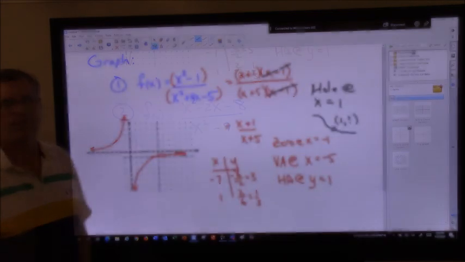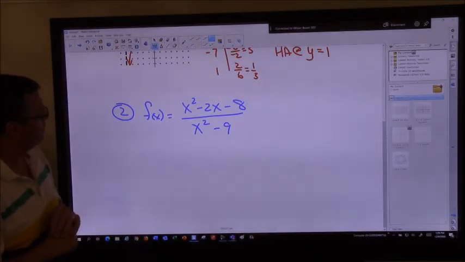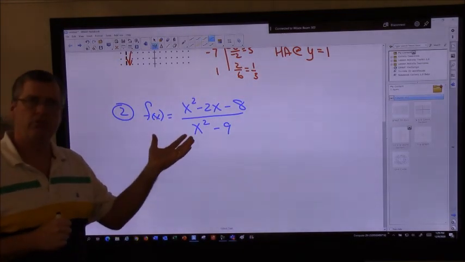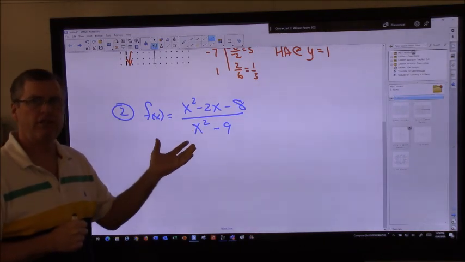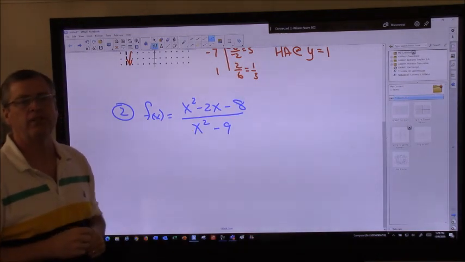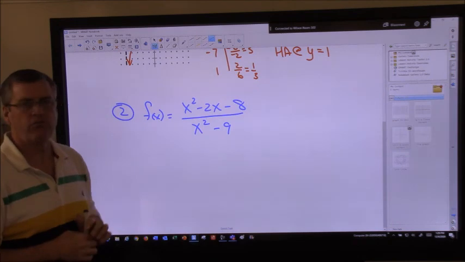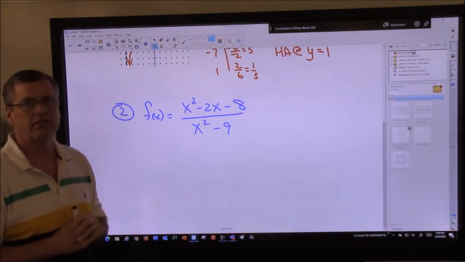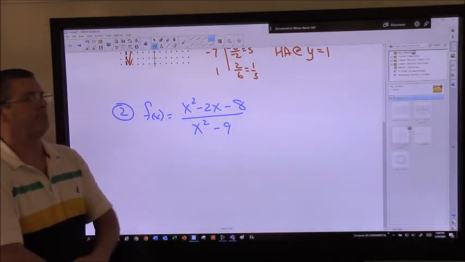All right, let's try another one. All right, so let's find the zeros, find the vertical asymptotes, find the horizontal asymptote, and then see if you can draw a sketch of what you think this graph would look like. Okay, guys, go ahead and try it.